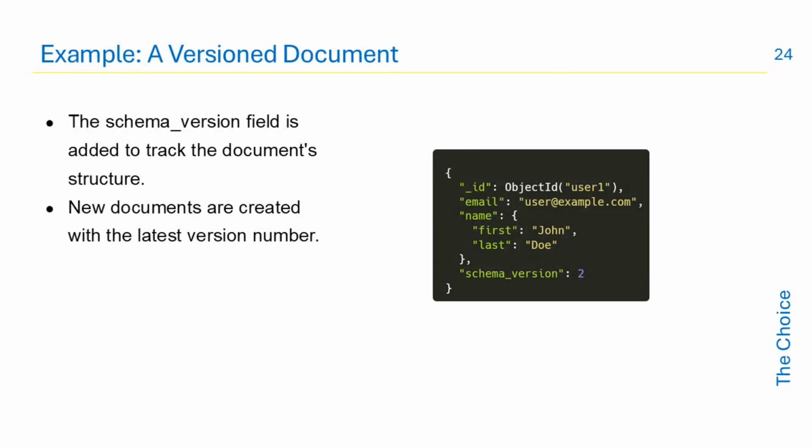Here is a simple example of what a versioned document looks like. We have our standard user data, but notice the last field, schema_version, which is set to 2. Let's imagine that in version 1, the name was just a single string, name: John Doe. After deciding to change the model to a more structured object with first and last names, all new documents like this one are created with schema version 2. The application can now reliably identify the structure of any user document it reads by simply checking the value of this field. It's a simple but very robust pattern for managing schema evolution over the lifecycle of an application.